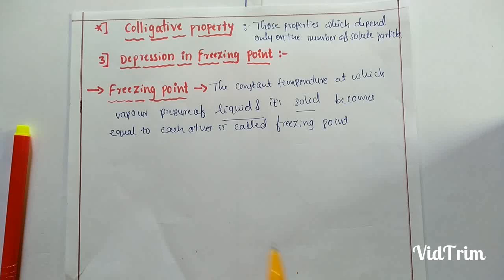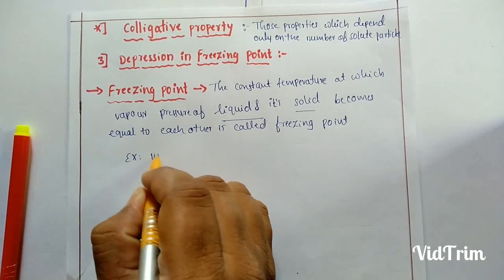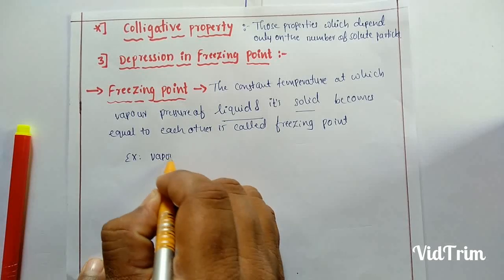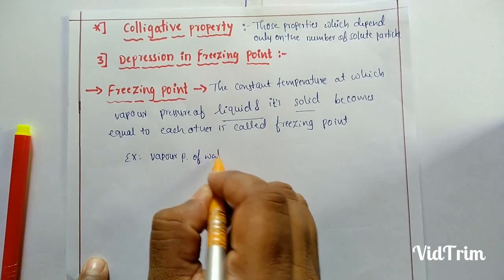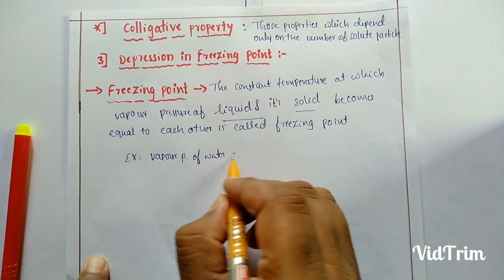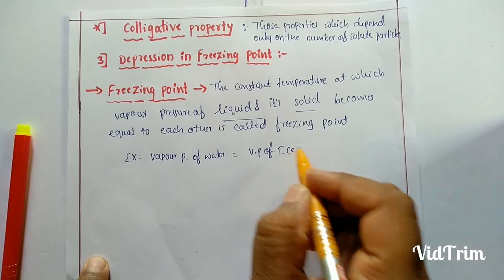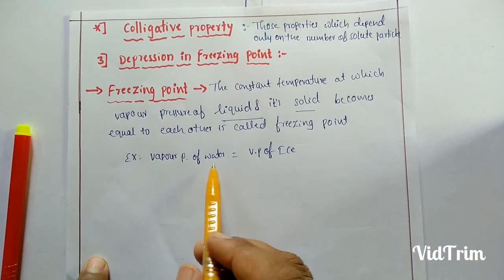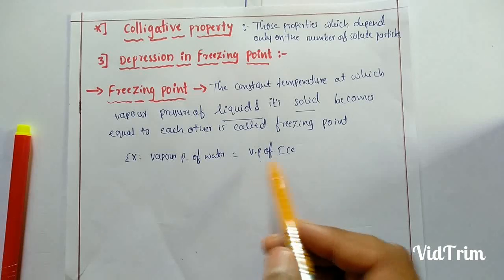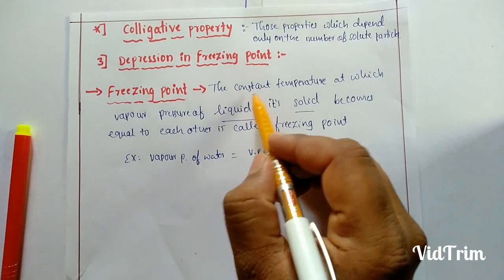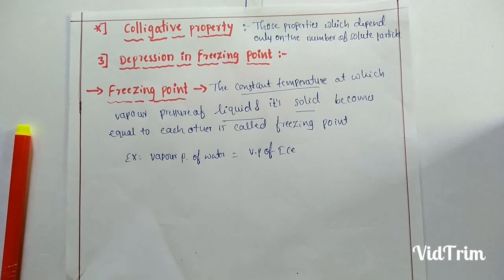The vapor pressure of water becomes equal to the vapor pressure of ice at a constant temperature. It is called the freezing point.